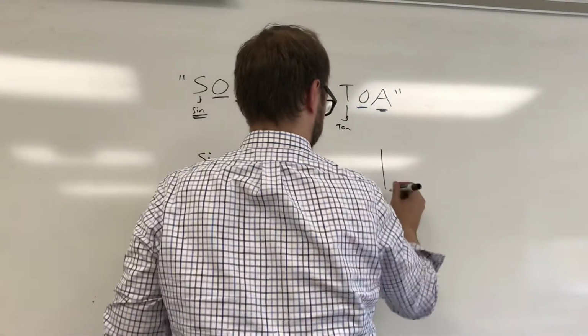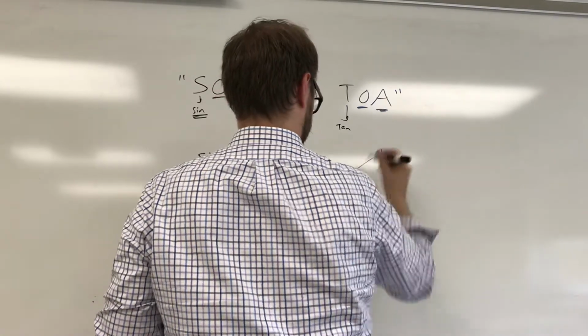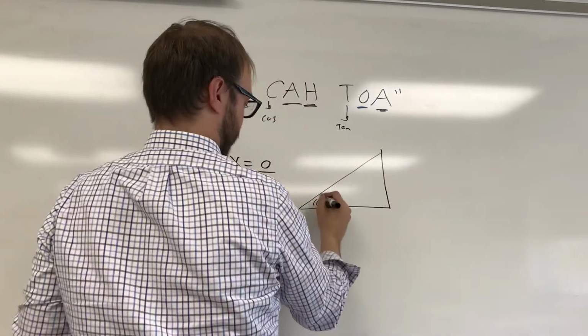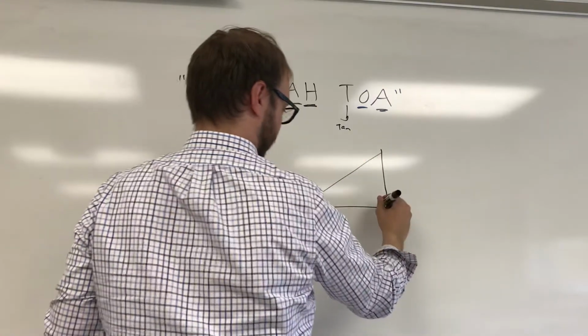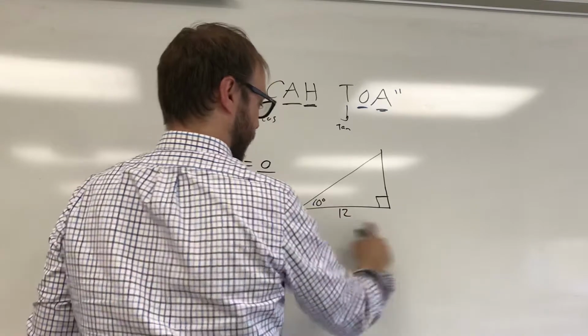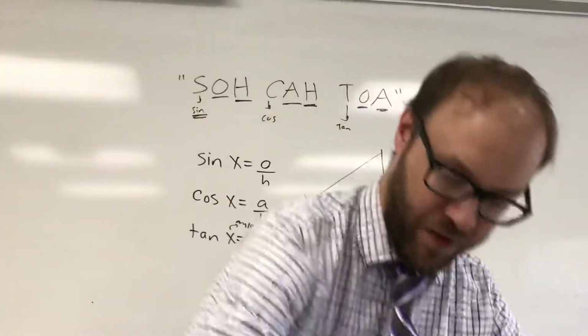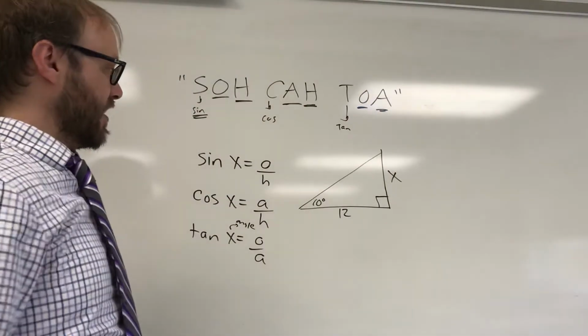Okay, so say I've got a right triangle. Maybe I'm making a ramp, and the ramp is making a 10-degree angle with the ground. We've got a right angle there. Maybe the ramp is hitting the ground 12 feet from the wall, and I want to know how high this ramp will reach, okay? So same kind of thing as before.